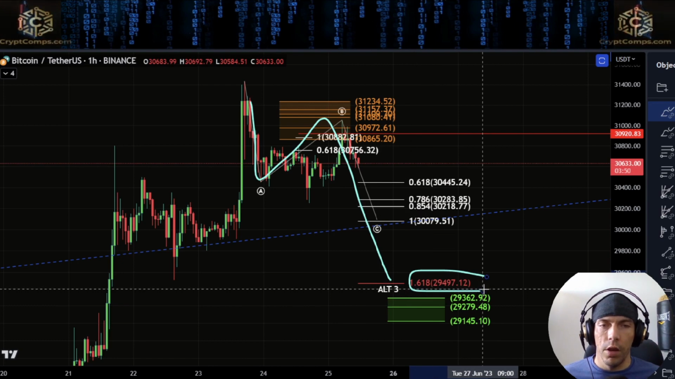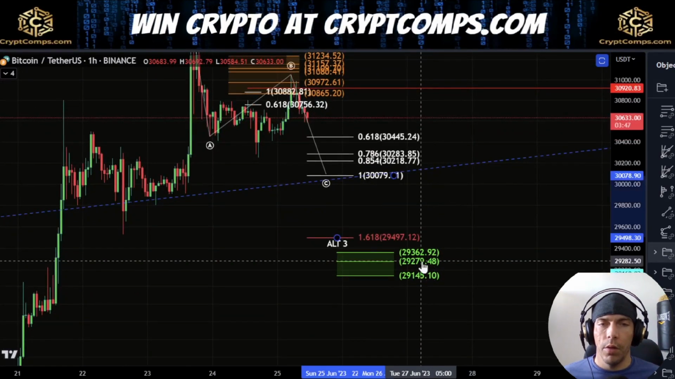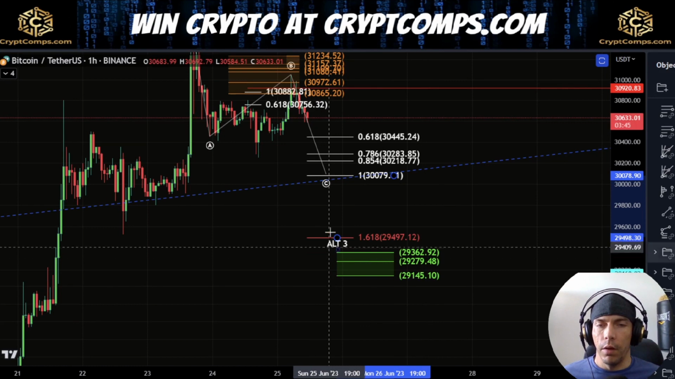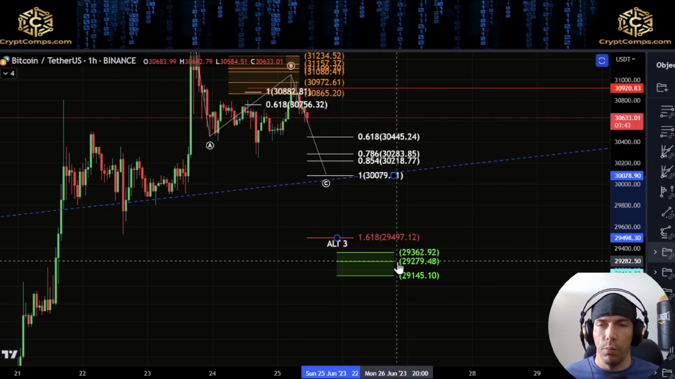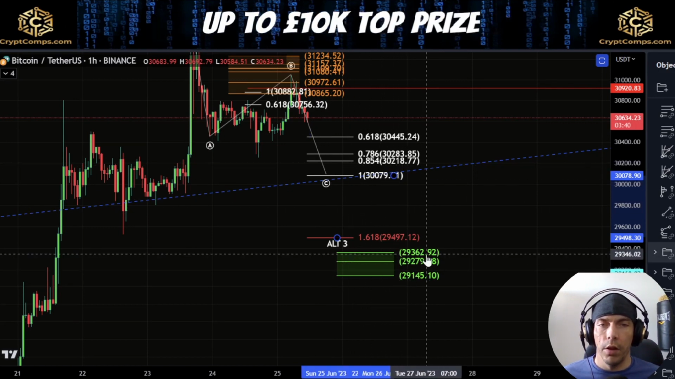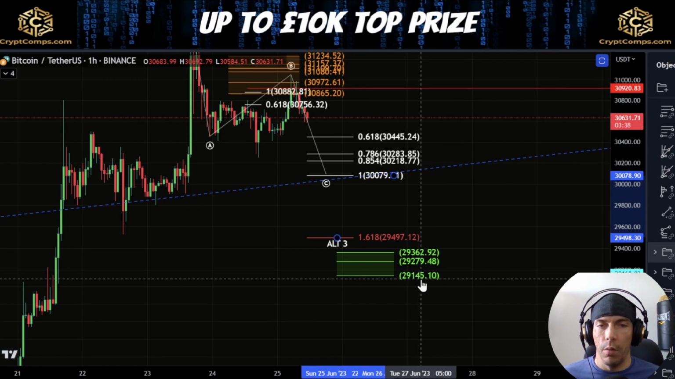Like I said, if however we start to break down much deeper here and we actually hit this target here of this 29,497, what we could actually see is price could have an additional fourth wave here and a fifth wave, which would bring us into this level here of this 29,362 to this 29,145.